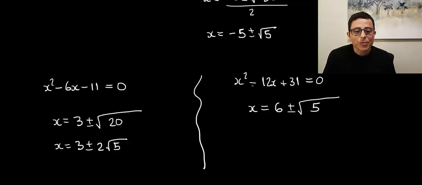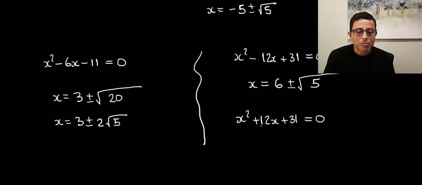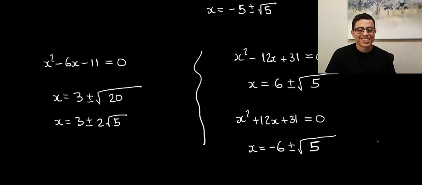All right, what if I had a plus here? Well, let's do that, since I originally put a plus and I put a negative there, but no problem. We can do that with a plus. All right, I can see that this is going to be negative 6 plus or minus, and then this is also square root of 5. So negative 6 plus or minus square root of 5.